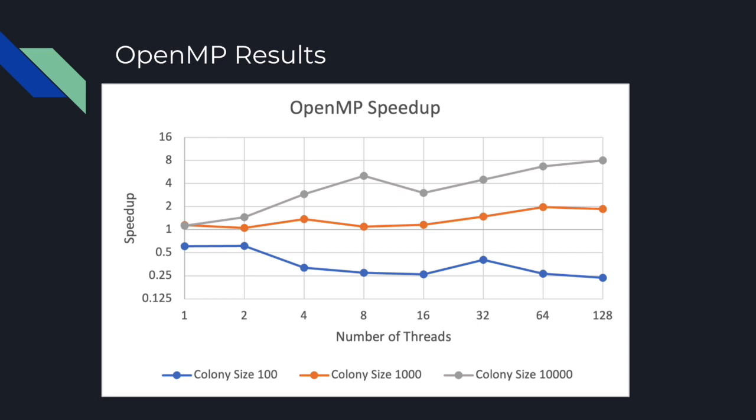When colony size is 1,000, there is a very slight speedup, but overall the performance is still comparable to the sequential version. Only when we move to a colony size of 10,000 do we see the benefits of parallelization. The work in the parallel section becomes large enough to justify the overhead of parallelization. We get a max speedup of around 8 when using 128 threads, which is still much less than ideal.